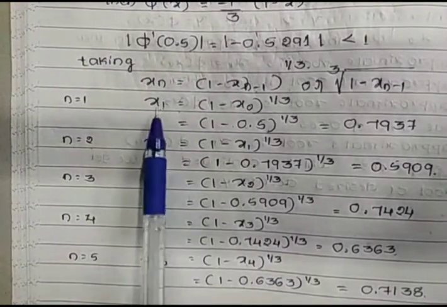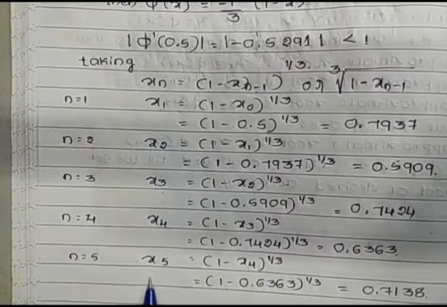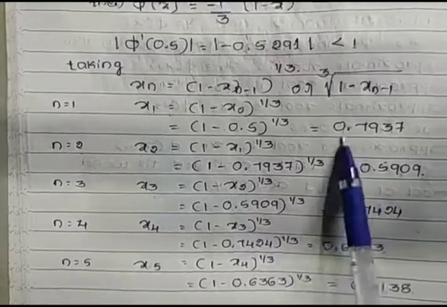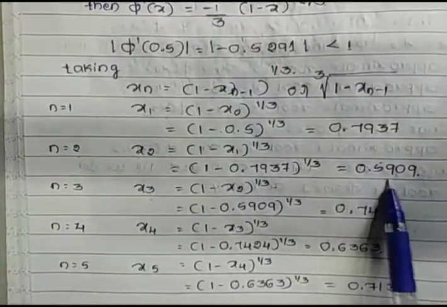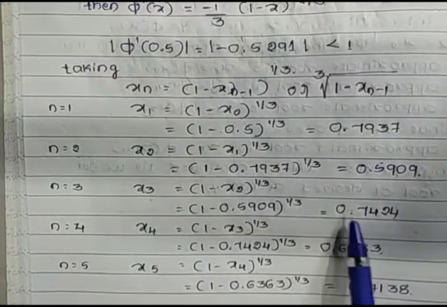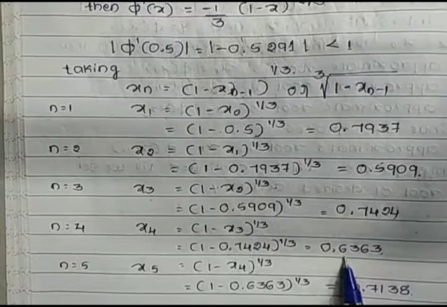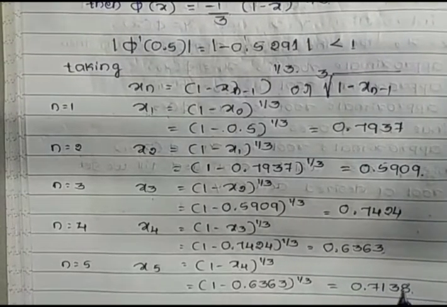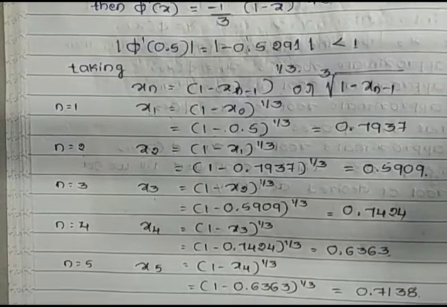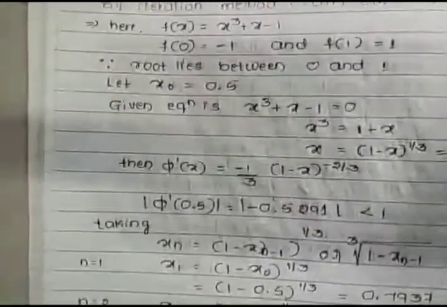Total 5 iterations they have asked. So we have calculated first, second, third, fourth and fifth. First answer is 0.7937, next 0.5909, third one 0.7424, fourth one 0.6363, and the fifth one is 0.7138. So total 5 answers we have calculated here. 5 steps we have solved.